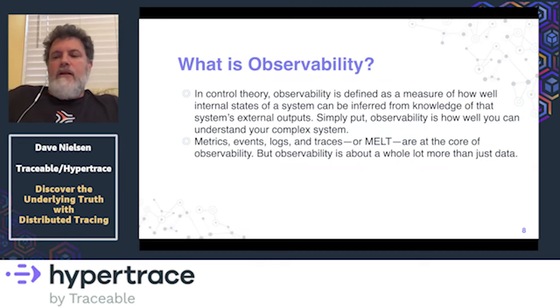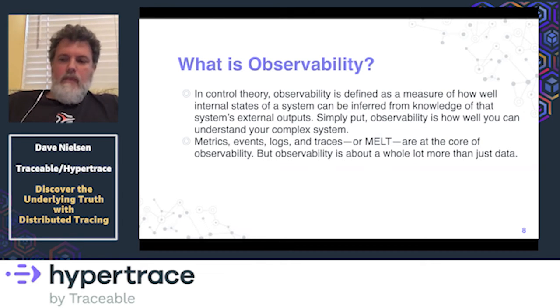So again, what is observability? In control theory, there's this concept called observability, which is defined as the measure of how well you can understand what's happening inside of your application based on the application's outputs. So it's really, how can you see all that? The typical data that you will access in order to see what's happening will be metrics, events, logs, and traces, which spells out MELT, which makes it nice and convenient.